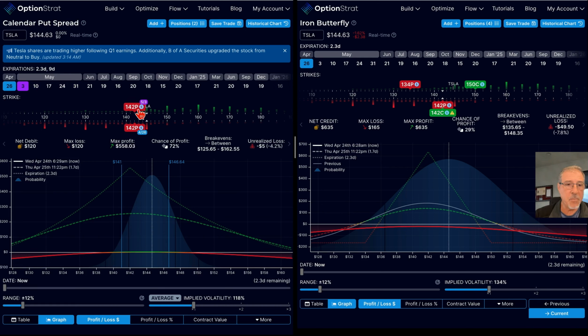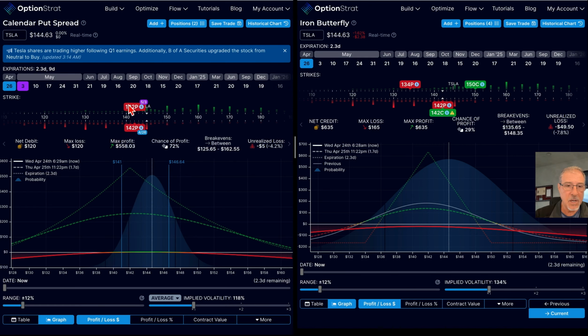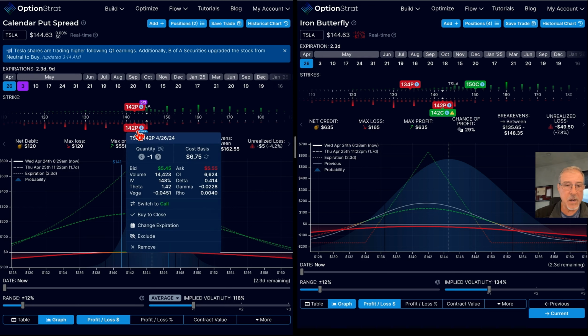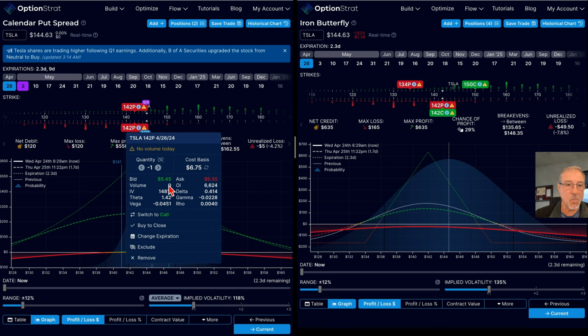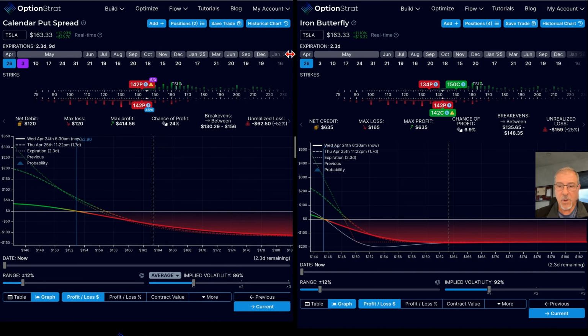If I look at this May 3rd one, we can see here the volatility on this is 87. If we look at the one that expires this Friday, that volatility is 148. Okay, bell just rang, market just opened. It's going to take a minute or two for these to adjust, but let's just see what happens here. There we go.